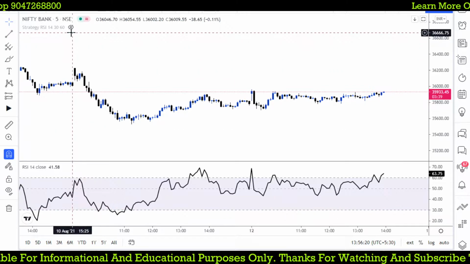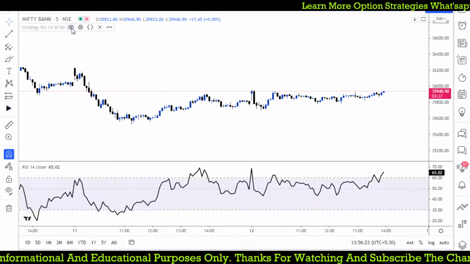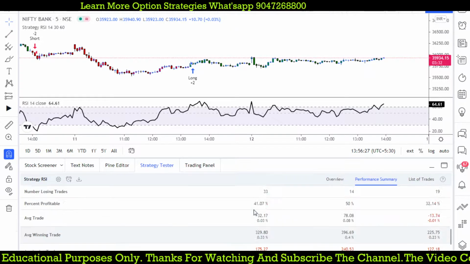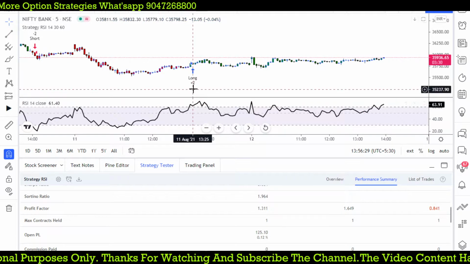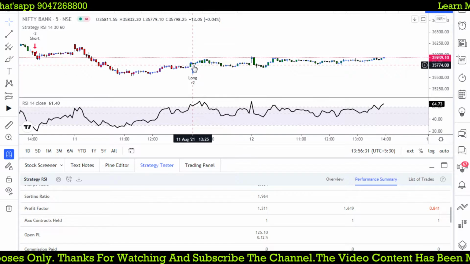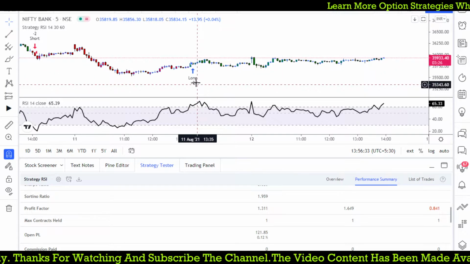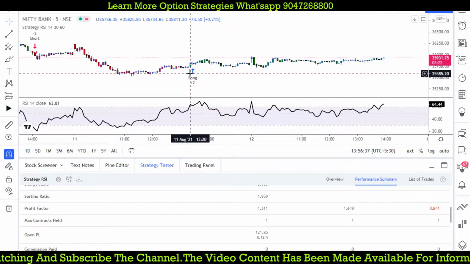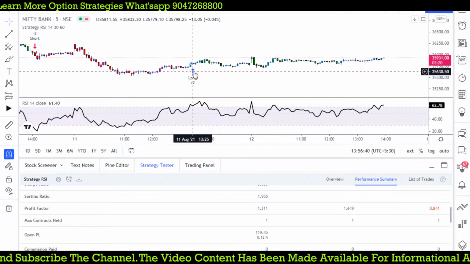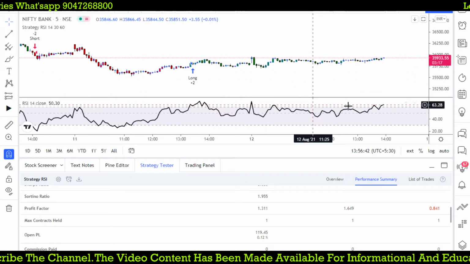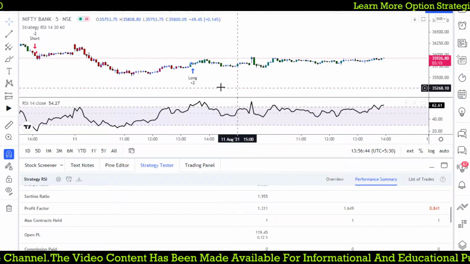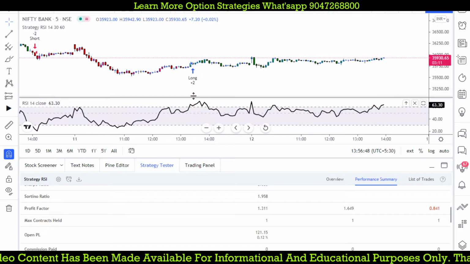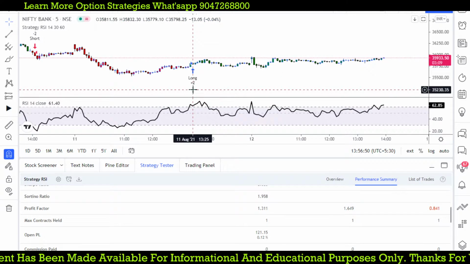Let me show you what happened on the 5-minute chart, how it gives you the profit. Here you can see the backtest result, and also the point where the RSI is moving above 60, where I was taking that position. Here on the chart it clearly tells where I'm going to take an entry point, based on RSI crossing above that 60 level.